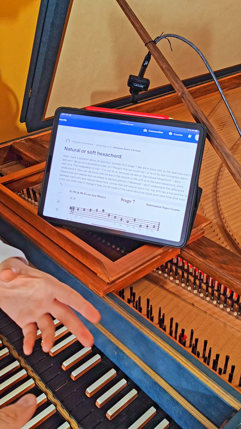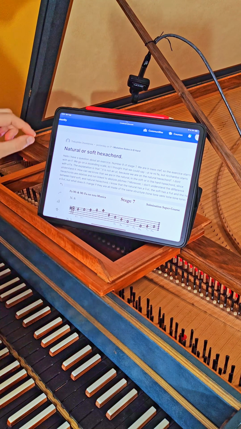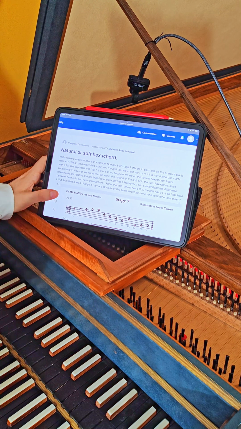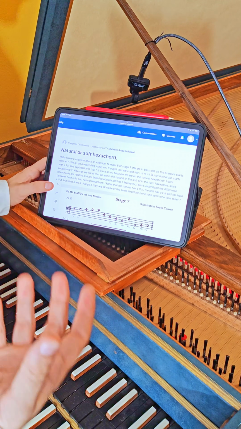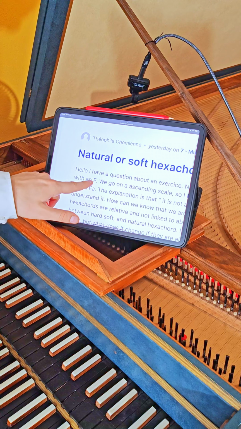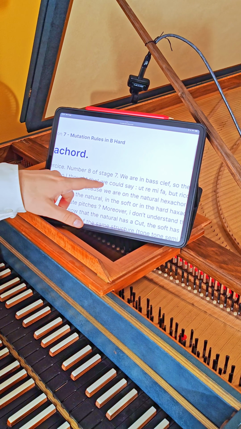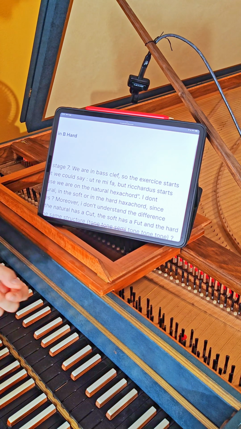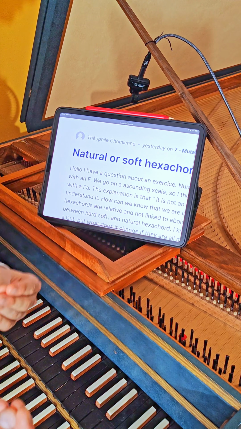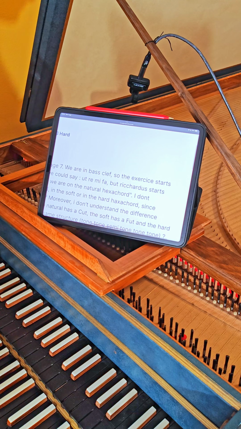Theophil, a new Musicus Practicus studying solmization and Partimento with the Partimento method, asks, "Hello, I have a question about an exercise. Number 8 of stage 7. We are in bass clef, so the exercise starts with an F. We go on an ascending scale, so I doubt that we could say ut re mi fa, but Riccardo's with 2C starts with a fa. The explanation is that it is not a note because we are on the natural hexachord."